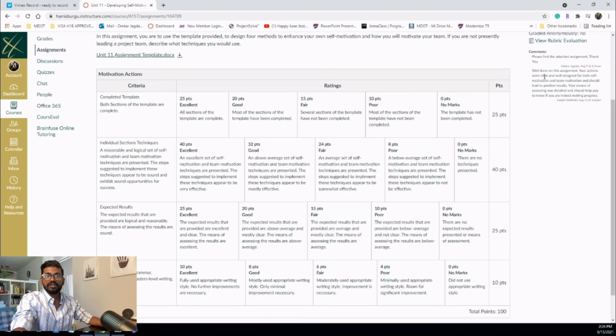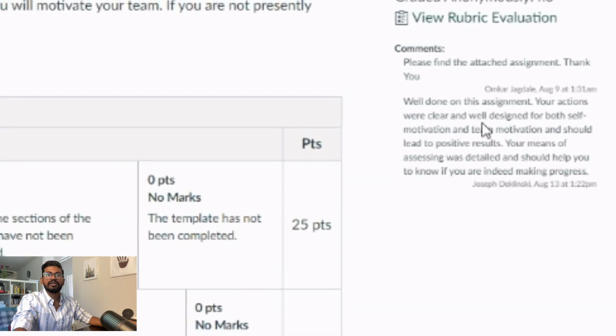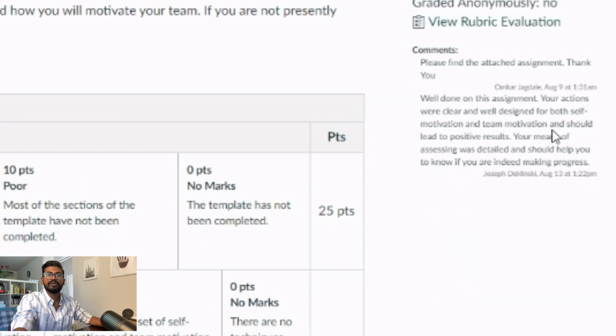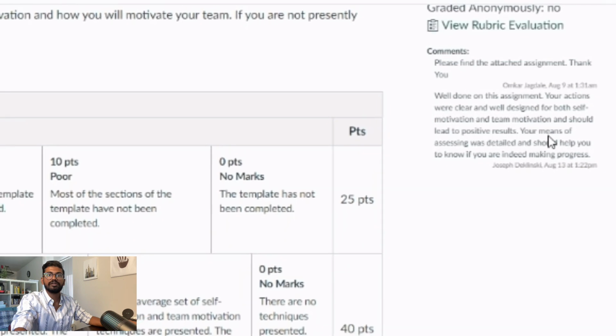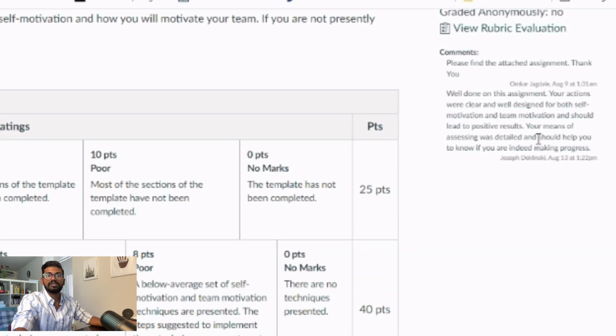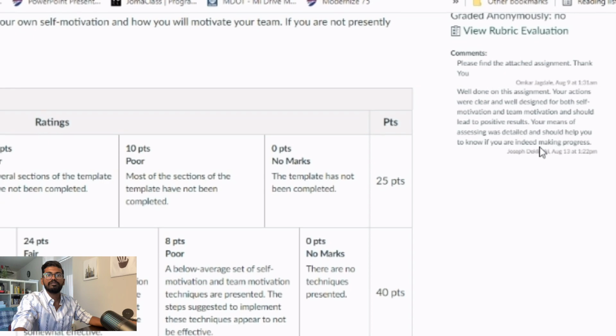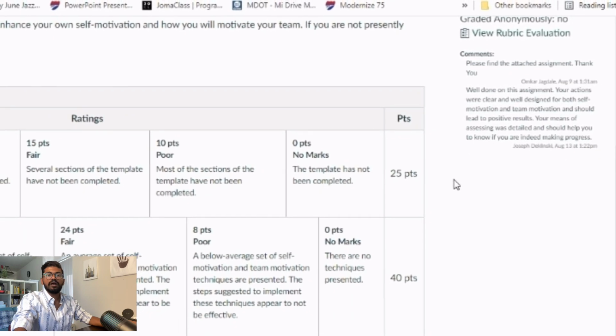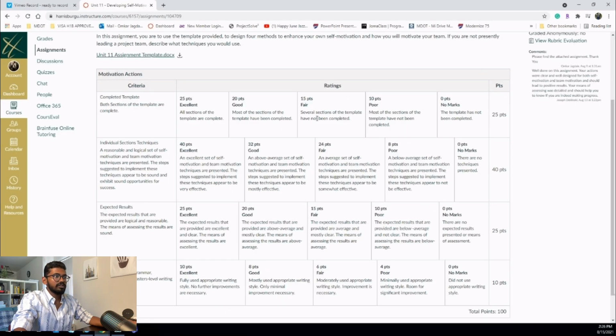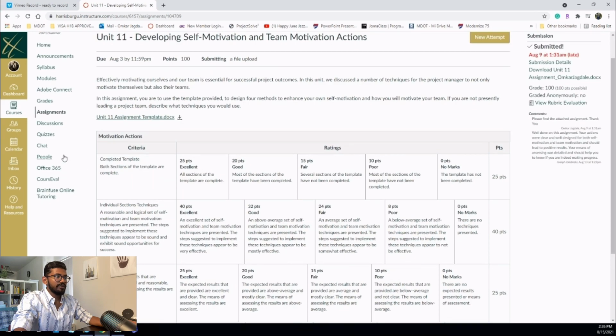Also, my professor gives me comments here. If you look, okay, he's saying, well done on this assignment. Your actions were clear and well designed for both self-motivation and team motivation and should lead to a positive result. Your means of assessing was detailed and should help you to know if you are indeed making progress. So that's pretty much it, and that's how you do your assignment.